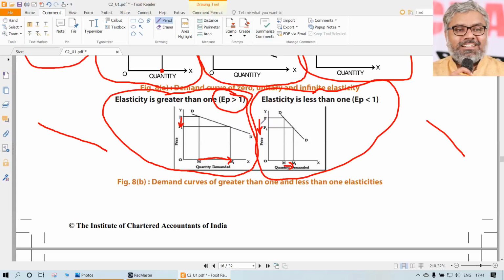In the second case, price change is more, but quantity demanded change is less. If you just observe, this distance is more, this distance is less, it is not that much. So that means what? Even though there is a big decrease in price, the quantity demanded is increasing, but very little. That means the percentage change in quantity demanded is less than the percentage change in price, which means the elasticity of demand is less than 1.